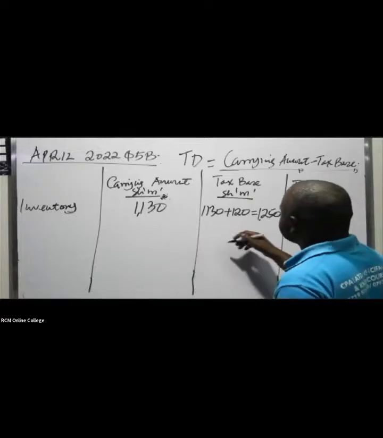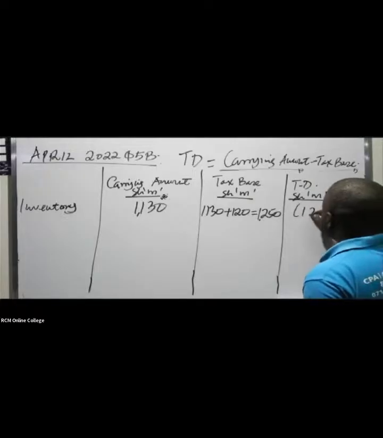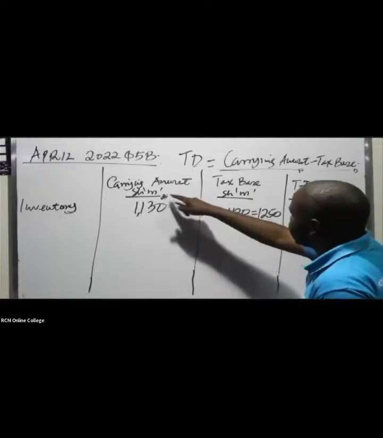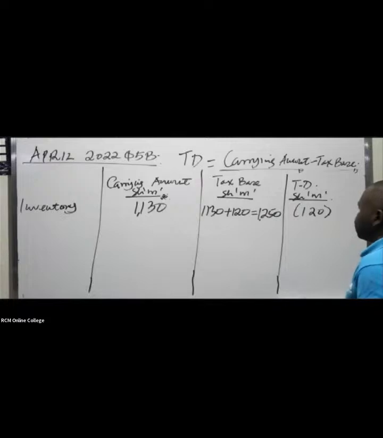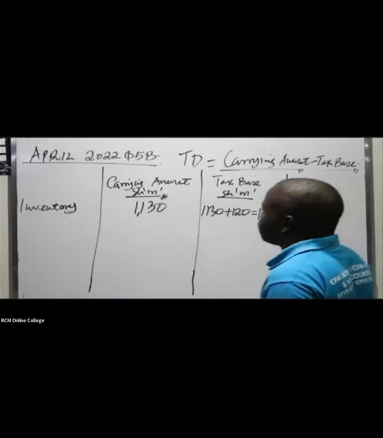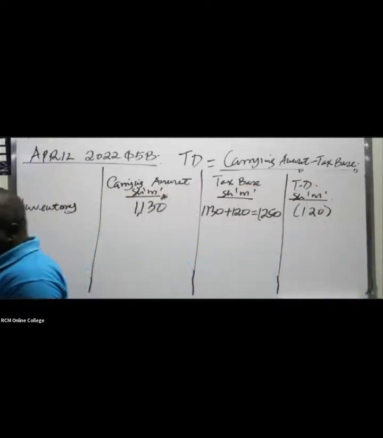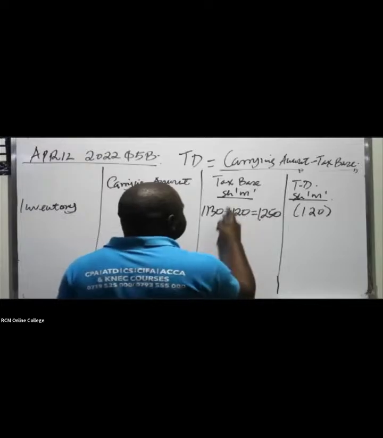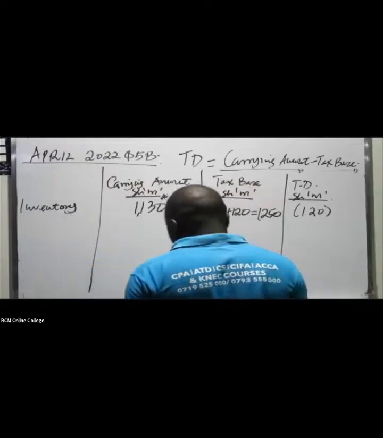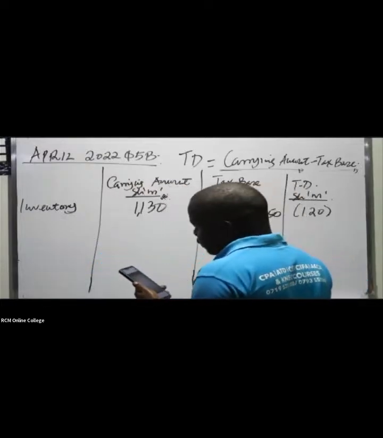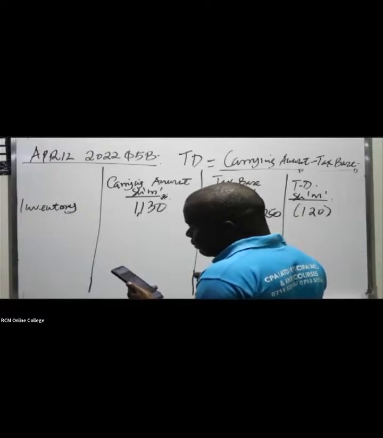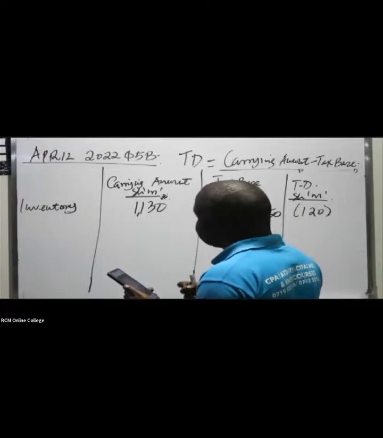And therefore, in this case, our TD will be negative 120. We'll take this minus this, negative 120, which in this case will be a deductible temporary difference. The taxman doesn't consider this a deduction. For him, he considers the costs. And of course, that last statement is having to tell you the reduction in the value to the NRV is ignored.